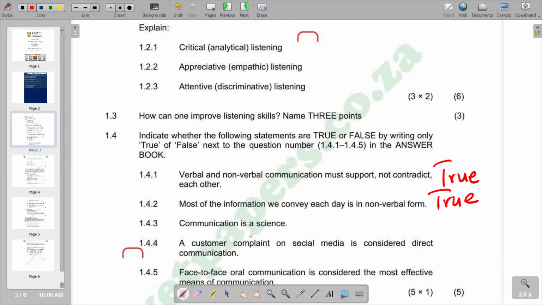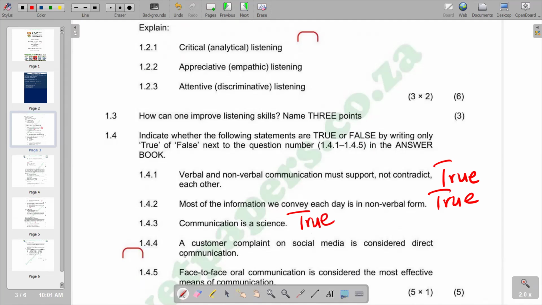Then 1.4.3: communication is a science. It's also true. You'll notice that it includes informing non-experts about scientific findings, that is, raising public awareness of and interest in science. So basically, science communication involves influencing people's attitudes and behaviors. So within the processes as explained, we see that communication is a science. So we are saying true.